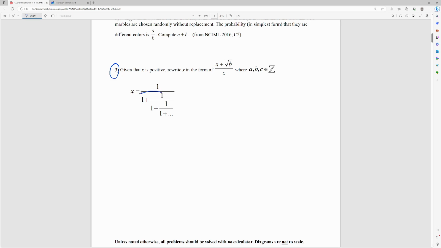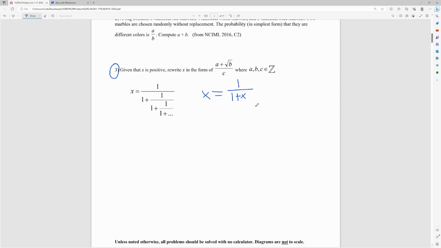But we see that this is x. This is 1 over 1 plus 1 over 1 plus 1 over, etc. so on forever. So in other words, this is simply x equals 1 over 1 plus x. Because this part that I circled in blue is x. This is 1 over 1 plus 1 over 1 plus x. 1 over 1 plus 1 over, etc. so on forever.